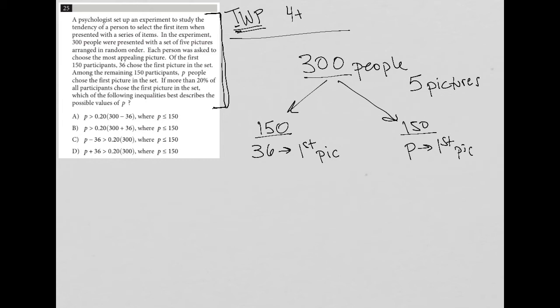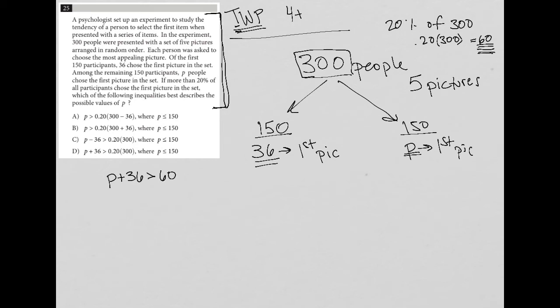If more than 20% of all participants chose the first picture. Okay, so all participants is 300 people. 20% of 300 is equal to 0.20 times 300, which is equal to 60. So the question is saying more than 60 people chose. So based upon what I have here, 36 from the first 150 and P from the second 150, and the fact that I know that more than 60 chose the first picture altogether, then I have an equation that says P plus 36 is greater than 60.